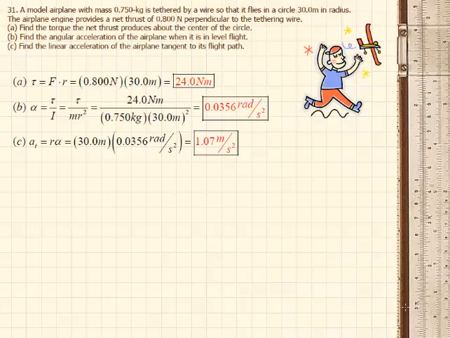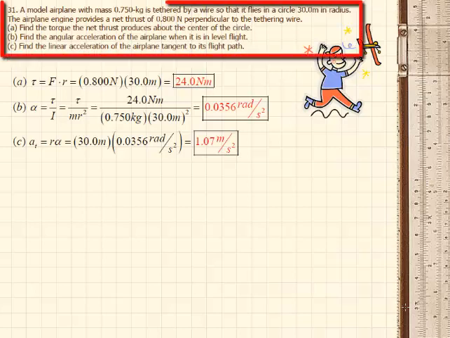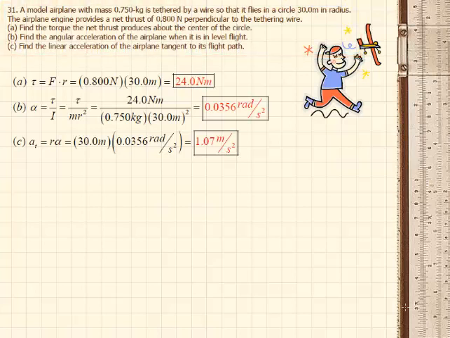In this one, we've got a model airplane with a mass of 0.75 kilograms, and it's tethered by a wire so that it flies in a circle 30 meters in radius. The airplane engine provides the net thrust of 0.8 of a newton perpendicular to the tethering wire. So they're asking us for three parts of the problem. First, find the torque the net thrust produces about the center of the circle. Then find the angular acceleration of the airplane when it's in level flight. And then finally, find the linear acceleration of the airplane tangent to its flight path.